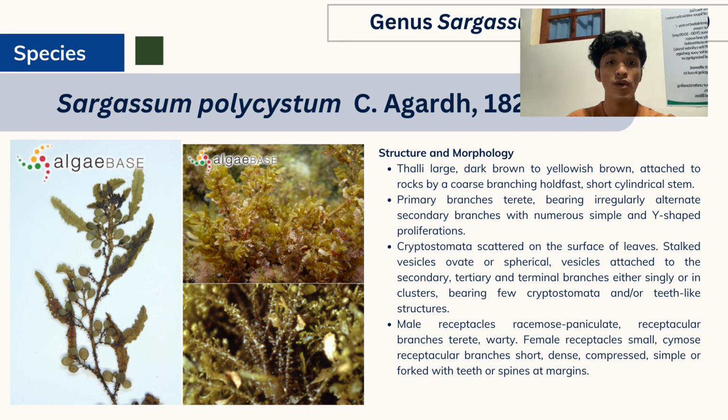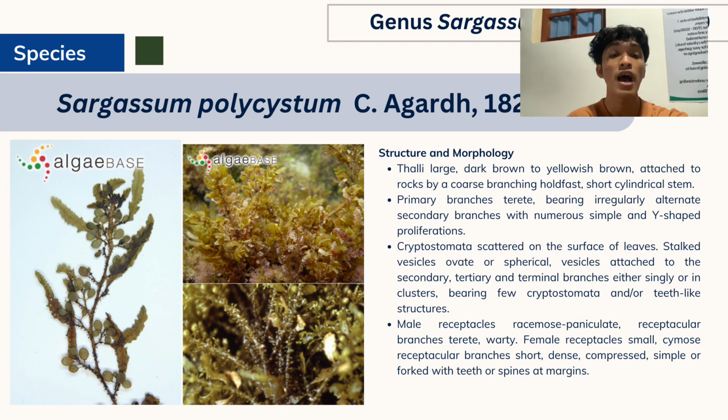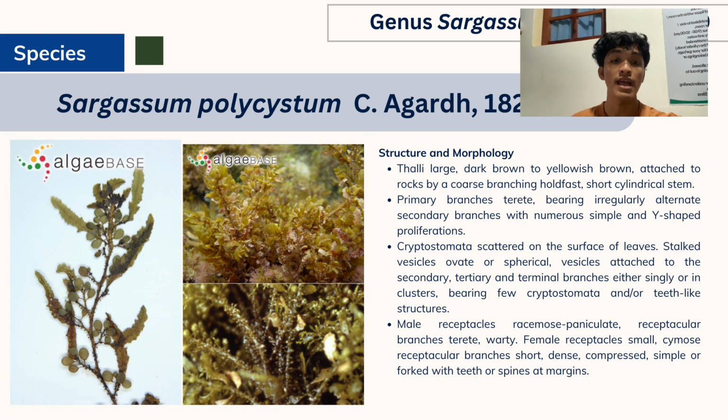Stalked vesicles, ovate or spherical, are attached to the secondary, tertiary, and terminal branches, either singly or in clusters, bearing few cryptostomata or teeth-like structures. Their main receptacles are racemose or paniculate. Receptacular branches are also terete or warty, and female receptacles are small, cymose. Receptacular branches are short, dense, compressed, simple or forked with teeth or spines at the margin.